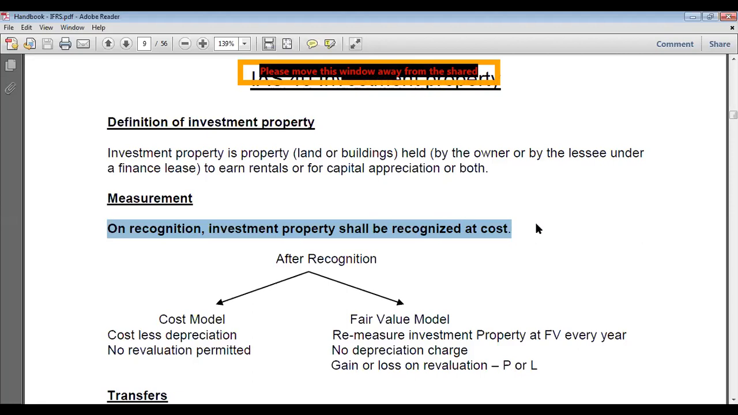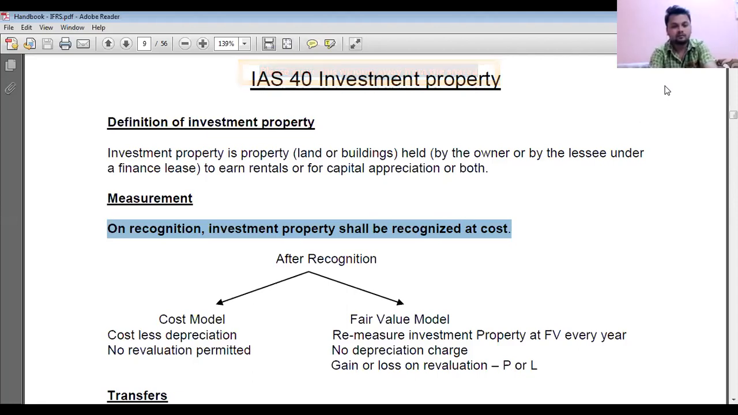Now again, what is included in cost? Same as per IAS 16. That is the purchase price and all the costs incurred till the asset is put to use. If we are constructing a building, then all the costs of construction will be part of my cost. Whatever we have seen in IAS 16, the initial cost elements will be the same. Non-refundable taxes we need to add into cost. If taxes are refundable, then we need to ignore them. We will not put them into cost.